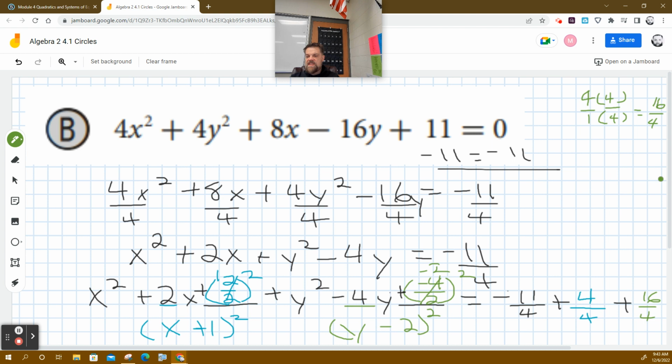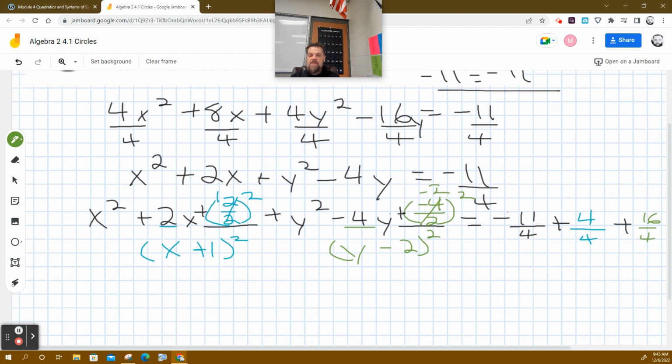Now I'm doing that very methodically because that means, now that I'm almost done, that means I end up with x plus 1 squared plus y minus 2 squared is equal to 4 plus 16 is going to equal 20. 20 minus 11 is going to be 9 all over 4.